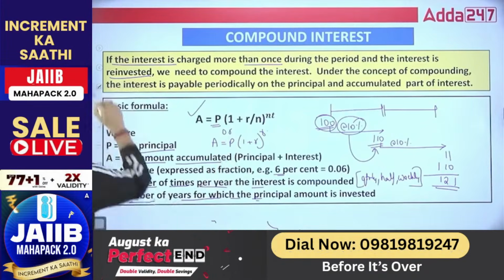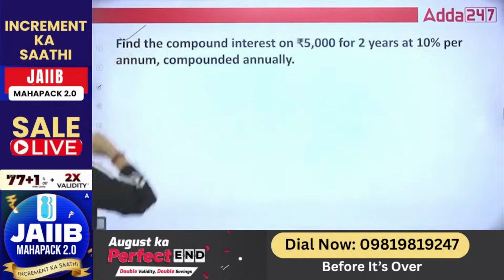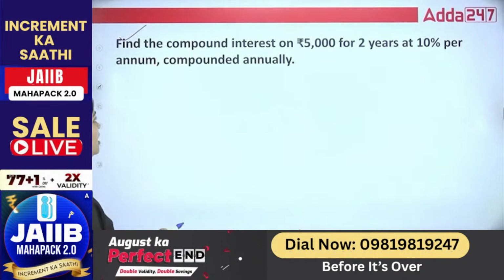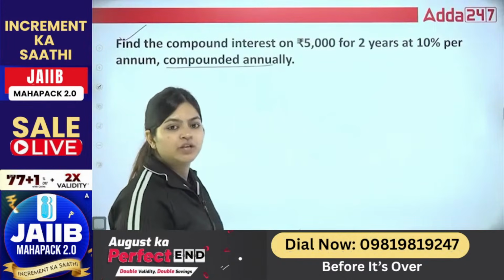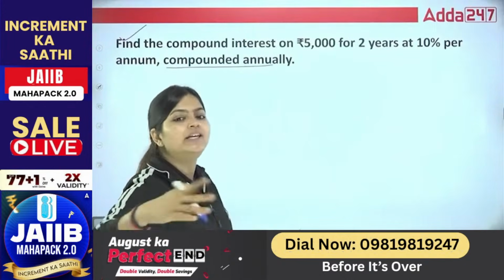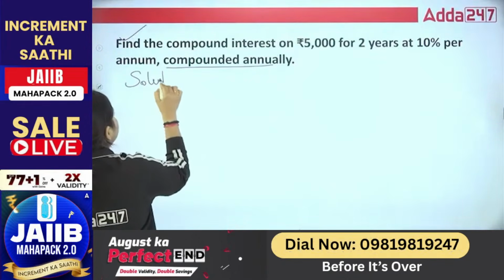So let's solve one question based on this. Find the compound interest on 5,000 for 2 years at 10% per annum compounded annually. Means yearly interest we are receiving. No half yearly, no quarterly, yearly we are receiving. So let's solve this question.